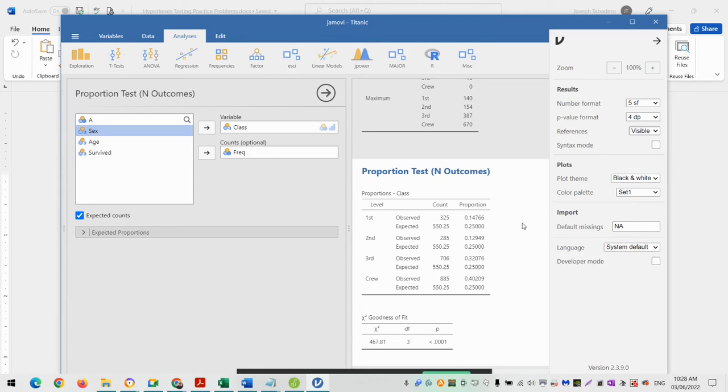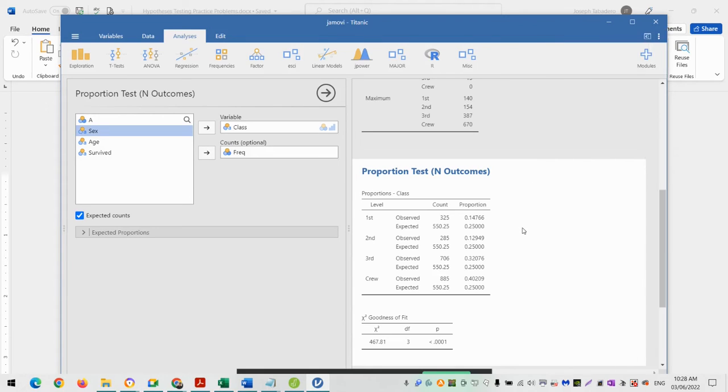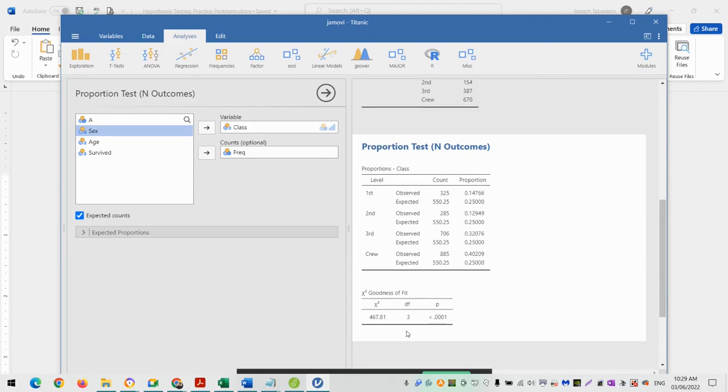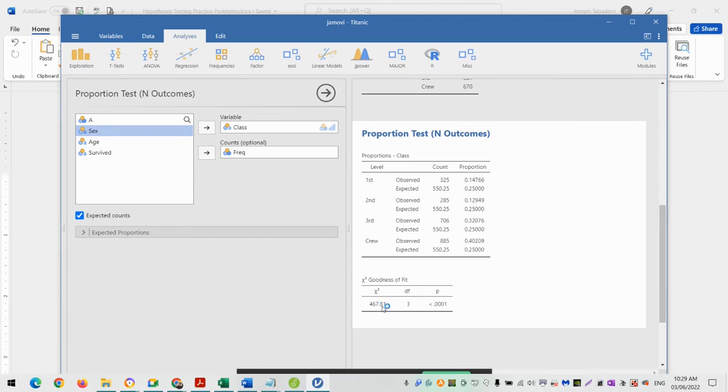Now that we have that, makikita natin na yung 325 ay pwede na natin i-compare sa expected count na 550.25. Yung 285 ay kinocompare din natin sa 550.25 and so on. At lumalabas dito na yung chi-square natin is 467.81 at a DF of 3. The degrees of freedom na 3 ay base doon sa number ng levels minus 1. So in this case, meron tayong 4 minus 1 is equal to 3.